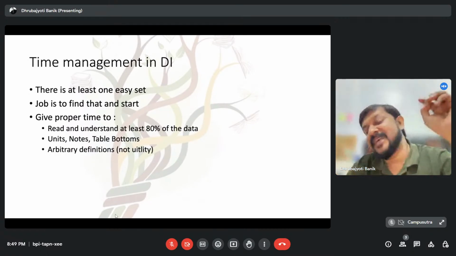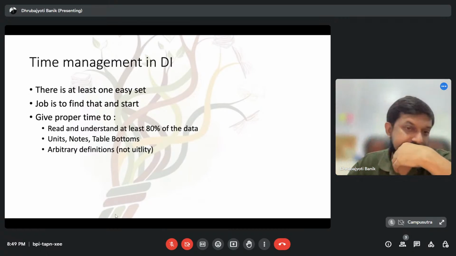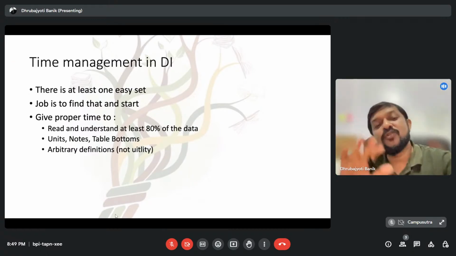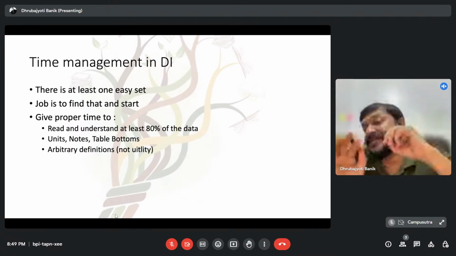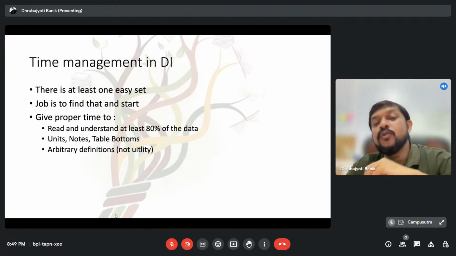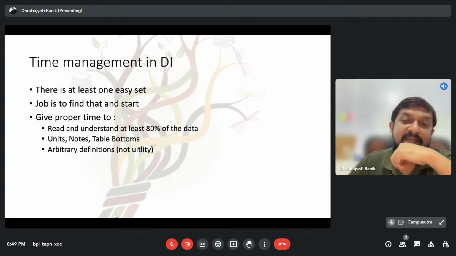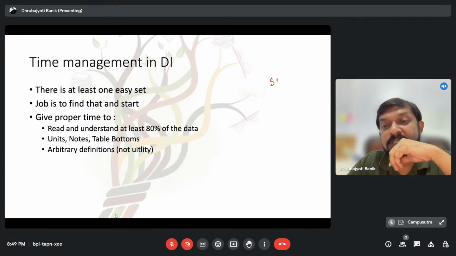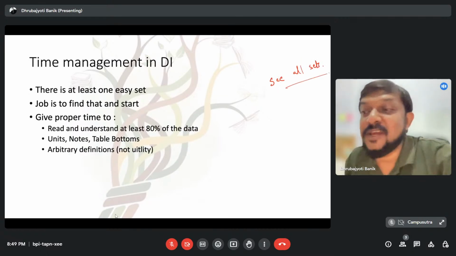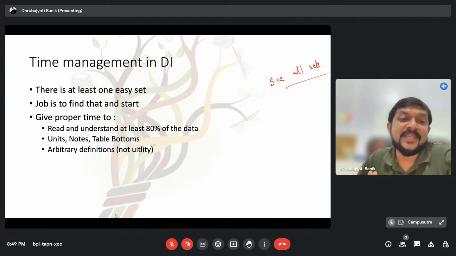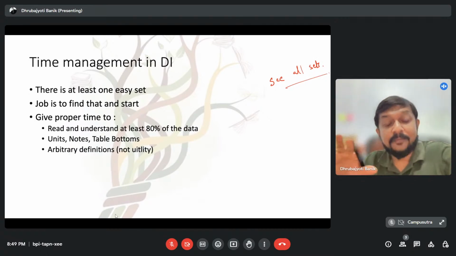Okay, now for DI, generally have the belief that there is at least one easy set. Okay, job is to find that easy set and start, and therefore one thing that I am giving as a dictum is you have to do your time management in a manner that you should be able to see all sets. I'm not saying attempt all sets. Okay, I'm saying seeing all sets. You should be able to manage the time in a manner that आपको सारे सेट दिख जाए.